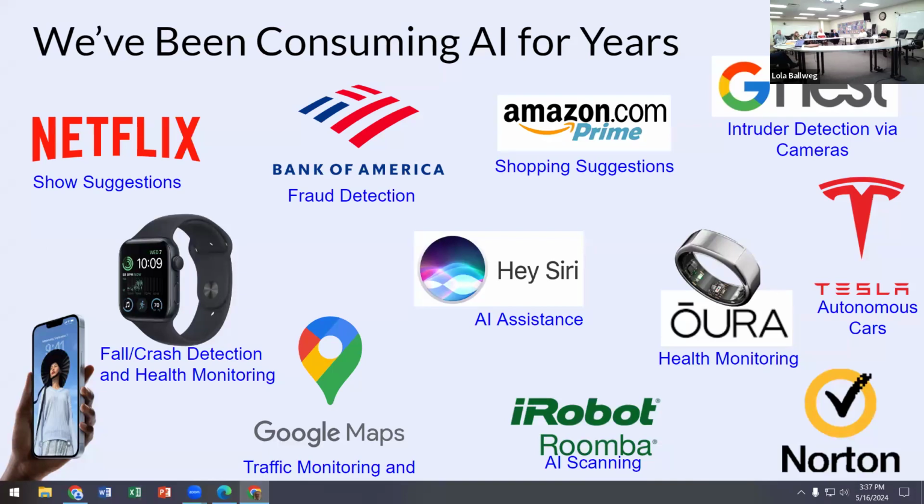So I think one of the big things, like Rick said, is that a lot of us assume that AI is very new, and it really has been around. We've been using it for a very long time. Everything from show suggestions on Netflix, fraud detection with our credit cards and banking, to our Google Home and Alexas, are all devices programmed with AI to help us be a little more efficient.